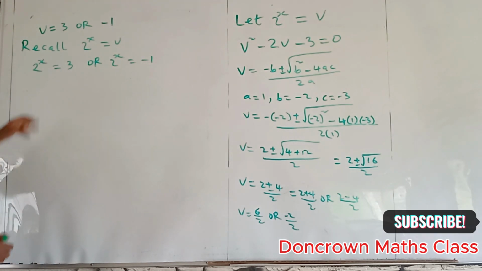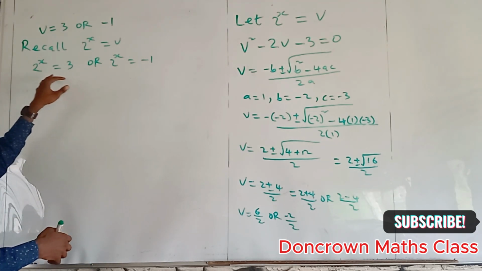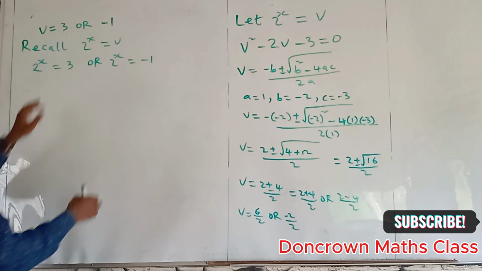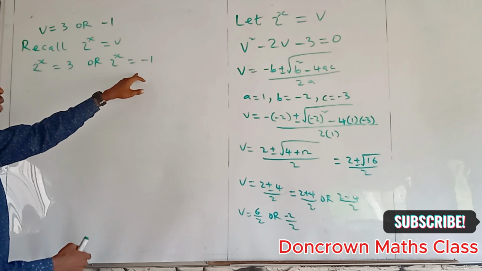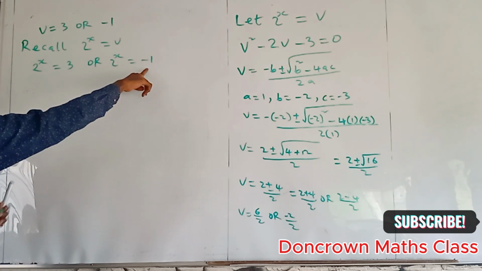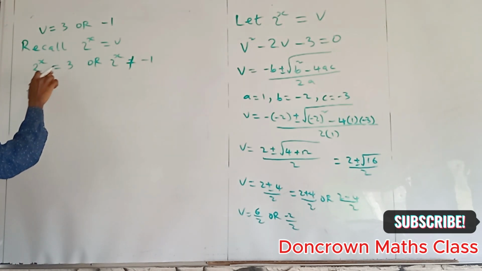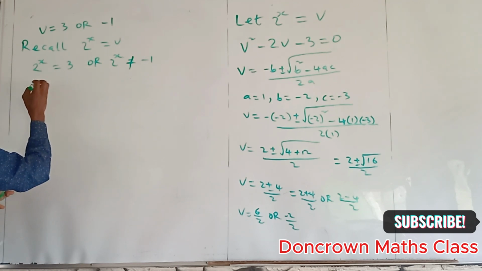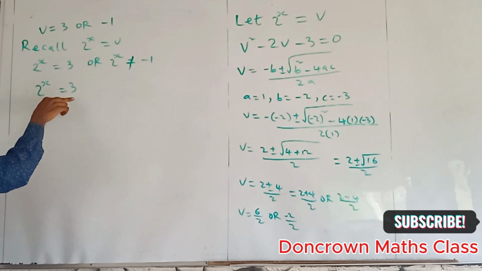So now we are going to be taking the logarithm of this. Since we are going to be taking the natural logarithm of this, we can't say 2 raised to power x is equals to minus 1. You get that now? So our answer can't be negative. So therefore what we get here is 2 raised to power x equals to 3. So we are going to proceed with this answer here. You get that now? So we are having 2 raised to power x is equals to 3.